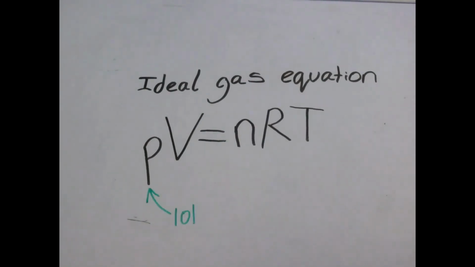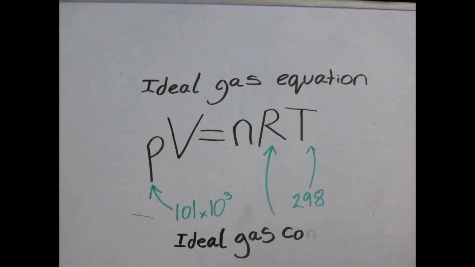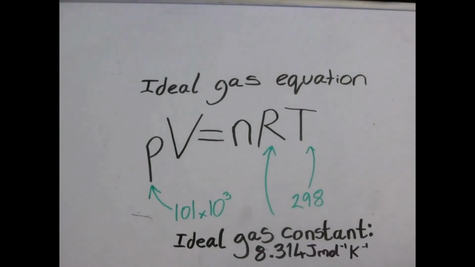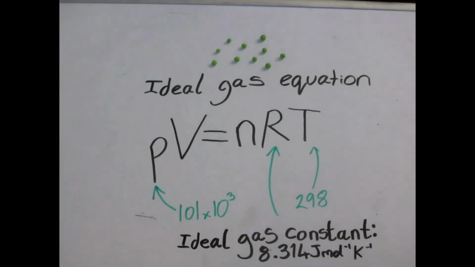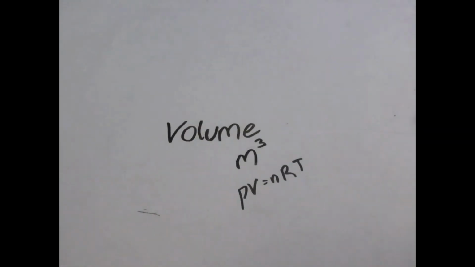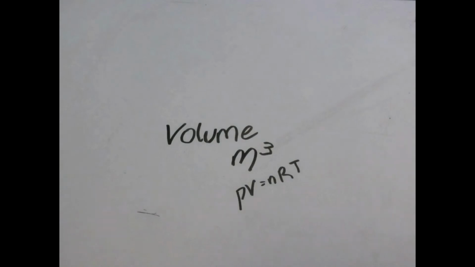This brings us to the ideal gas equation, PV equals nRT, where P is the pressure, R is our ideal gas constant, which is 8.314 joules per mole per Kelvin, T is our temperature in Kelvin, n is the number of moles, and V is our volume. Try and find the volume from this example. Remember, in PV equals nRT, volume is measured in meters cubed.